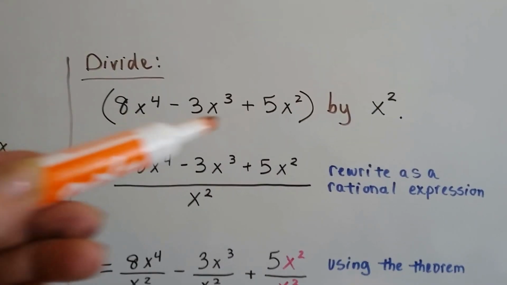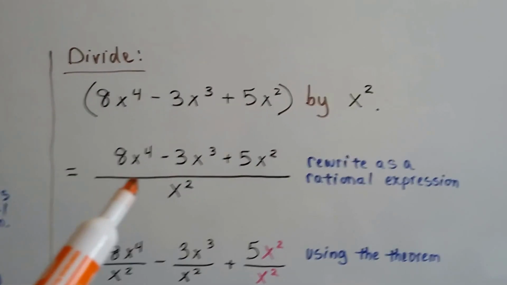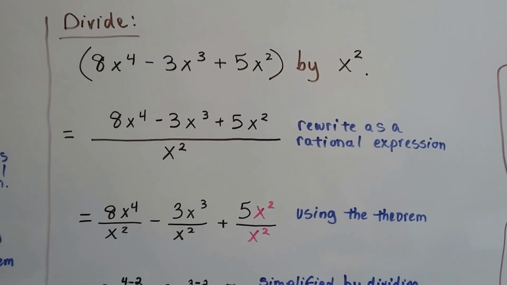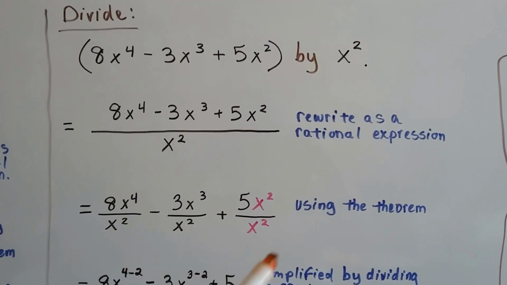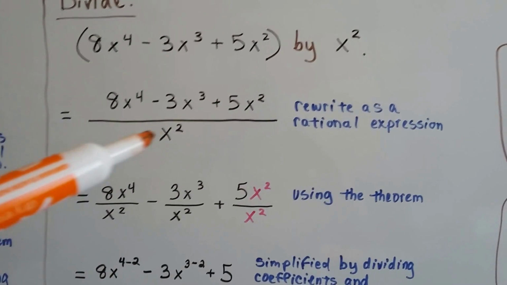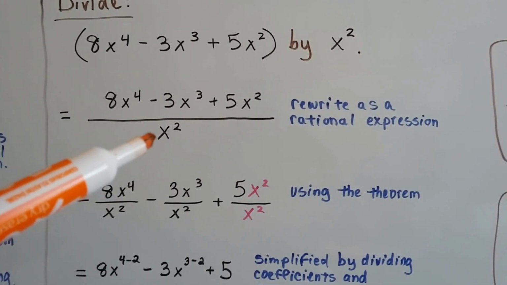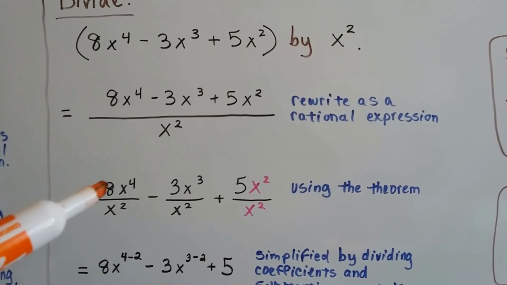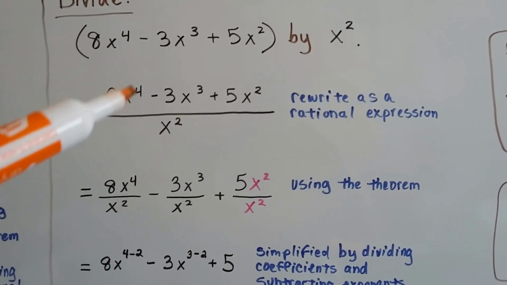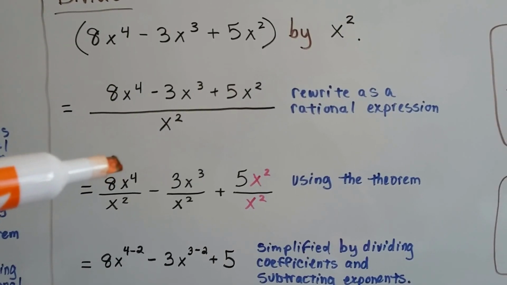All right, let's try another one. Here's our polynomial in parentheses, and we've got our monomial x squared. We're going to rewrite it as a rational expression with the fraction bar and the x squared underneath as the denominator. Using that theorem, we're going to split it apart. Notice that we have a subtraction sign here and an addition sign there. And if there's an invisible 1 coefficient in front of this x, then we're saying 8 divided by 1, which is an 8, isn't it? That's going to give us an 8 there. And we've got to subtract the exponents.